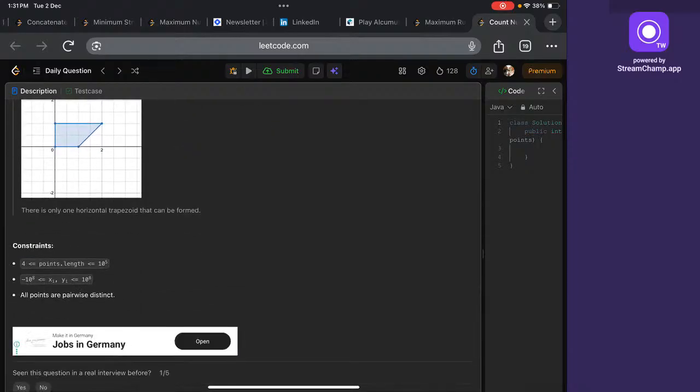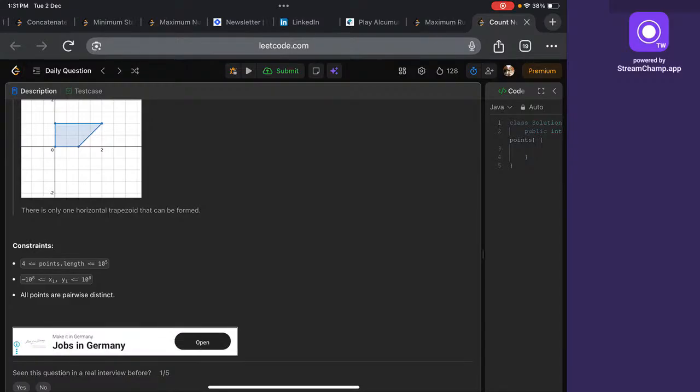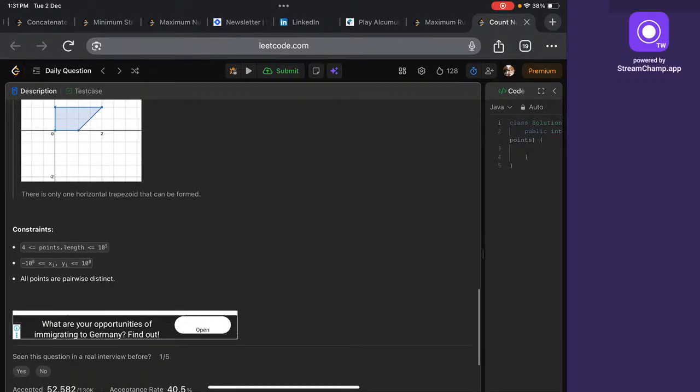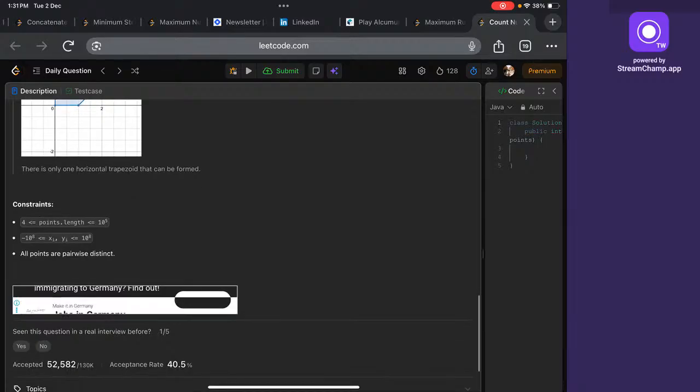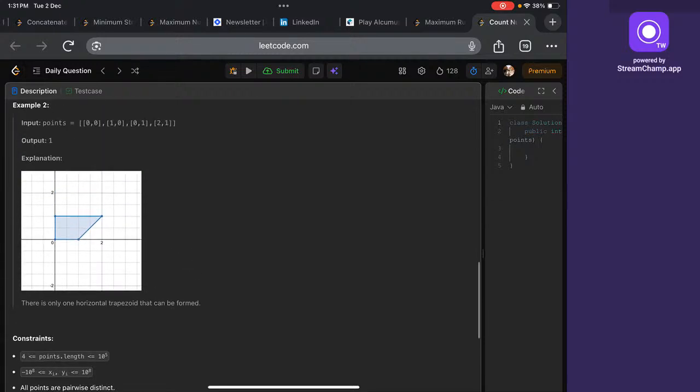The points length can have at least 4 points and up to 10 to the power 5, so 100,000. The coordinates can range from minus 10 to the power 8 to 10 to the power 8. All points are pairwise distinct.